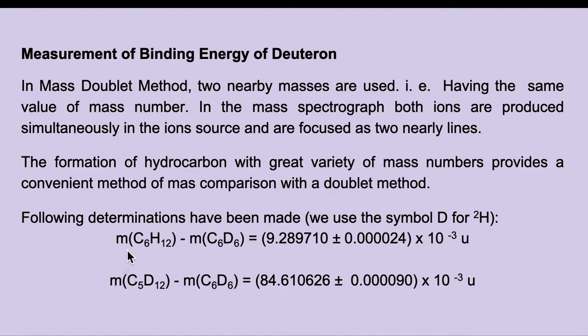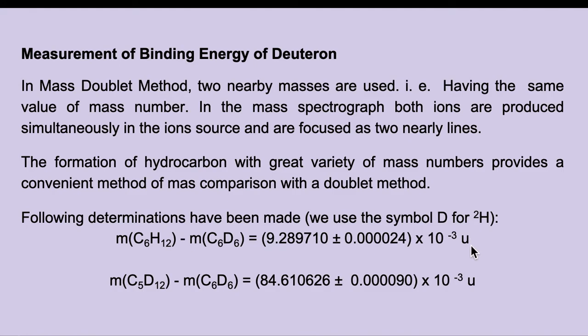So you are using two compounds, hydrocarbons: the mass of C6H12 minus the mass of C6D6. This D stands for H2, that means deuterium, and its nucleus is the deuteron. So you can see the mass of C6H12 minus the mass of C6D6 is 9.289710 plus or minus 0.000024, times 10 raised to minus 3 u.